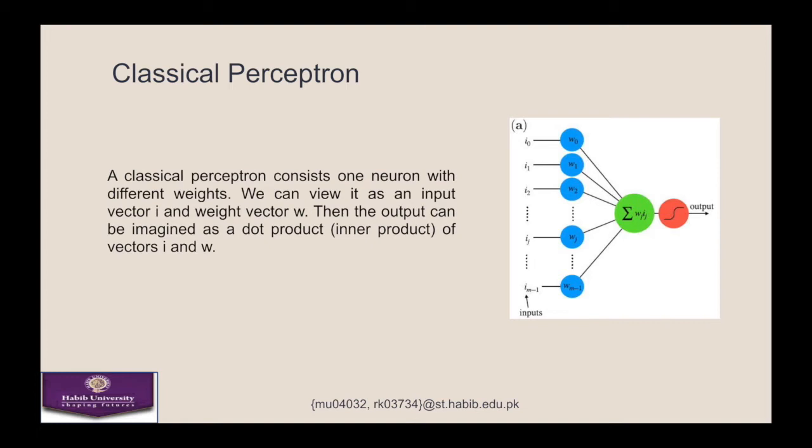Now let's reformulate this in the language of linear algebra, or in other words, let's vectorize it. We can say that it has one input vector I with n elements and a weight vector W with n elements. The output is then nothing but just a dot product of vectors I and W.